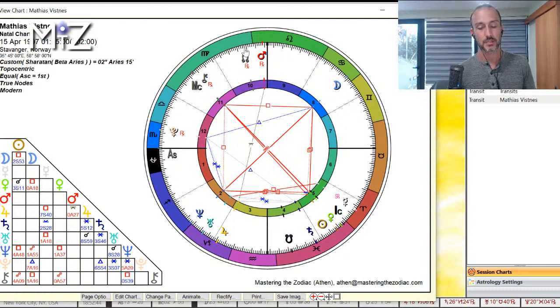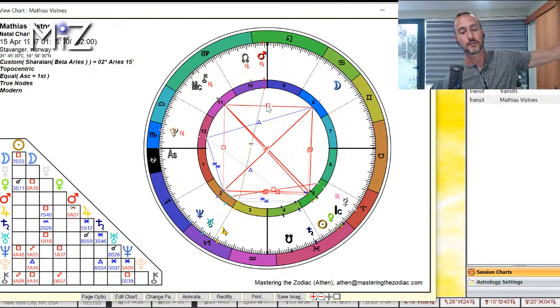Mercury, Venus, Mars, interpersonal. Mercury, communications, how we think. Venus, what we value, how we connect. Mars, how we take action and assert ourselves. Those are what's called the personality planets, or the personal planets. Everything up to Mars.